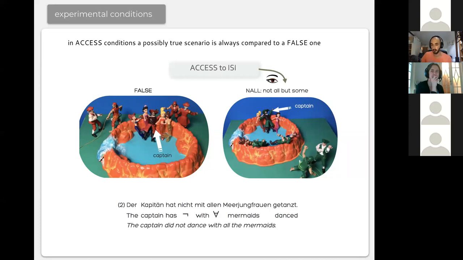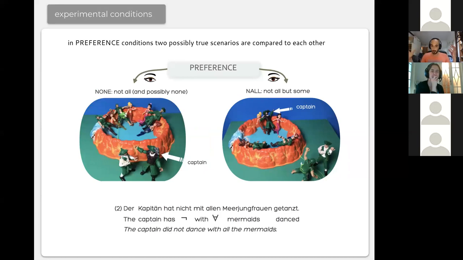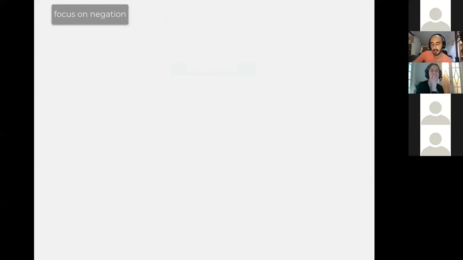So this is the less restrictive scenario. And then we have the so-called preference condition, where we compare the two possibly true scenarios, okay? The one violating the implicature on the left, the known scenario, and the one supporting the implicature on the right. Okay, right, so let's start with negation on indirect implicatures, and we focus on negation.